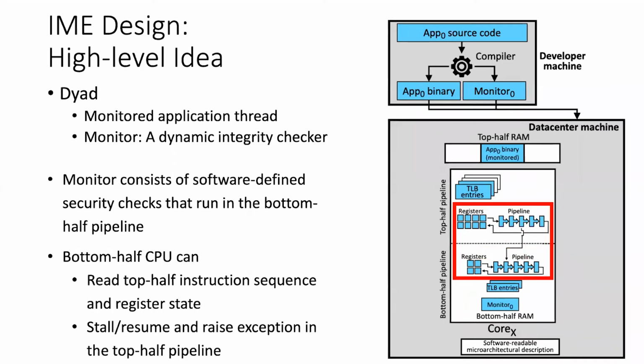Third, in order to facilitate this introspection of the top half, the bottom half can actually read the top half instruction sequence and the register state. So the top half ISA-level register state will be mirrored in the bottom half CPU. And then the bottom half pipeline can also stall, resume, or raise exceptions in the top half pipeline.